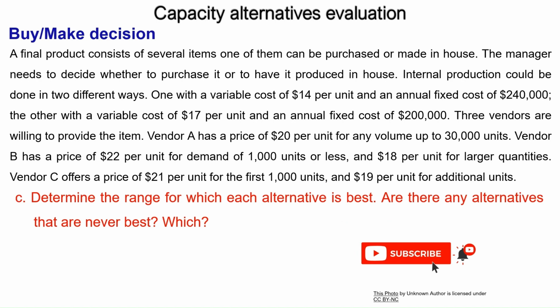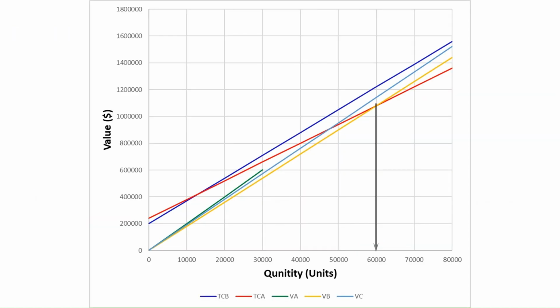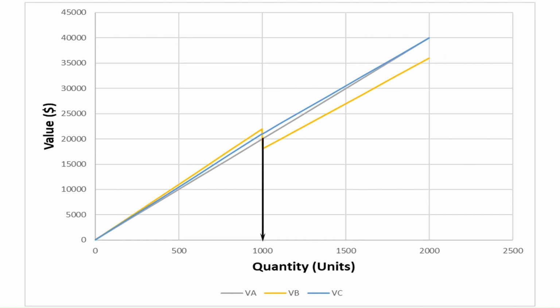Let us now answer the first part of the third question, which is determine the range for which each alternative is best. To find this, let us go back to the graph. It is clear that there is a break-even point at Q equals 60,000 units. While this area is not clear, so we need to focus on this area to gain more information. Here we have another break-even point at Q equals 1,000 units.